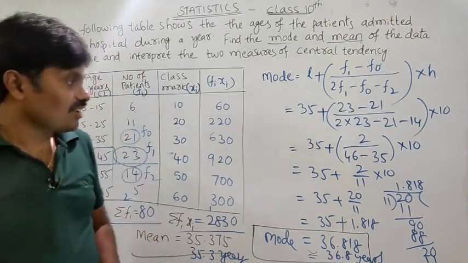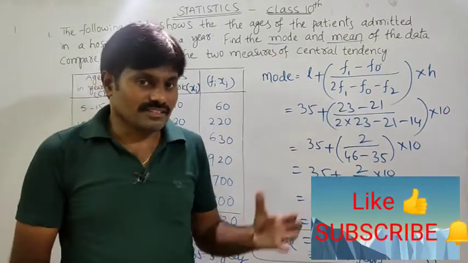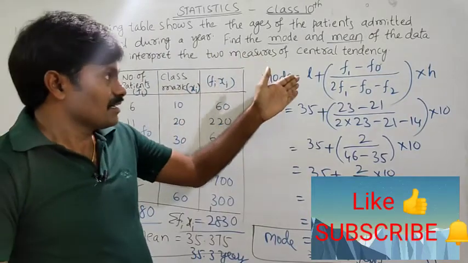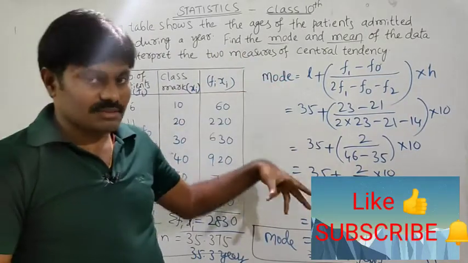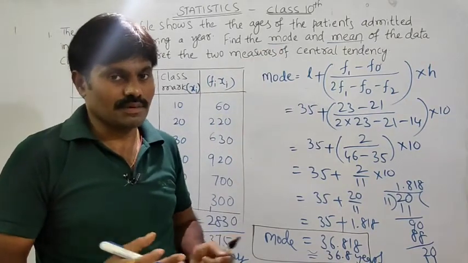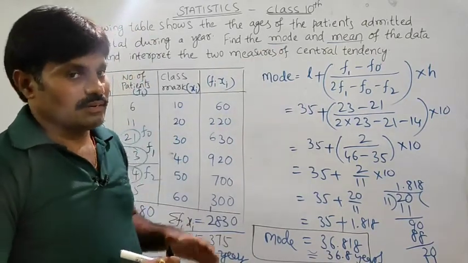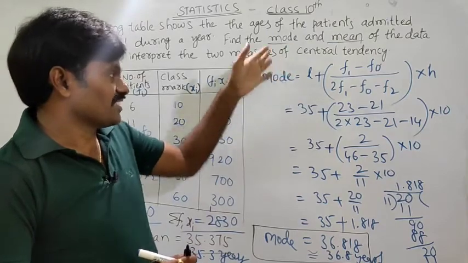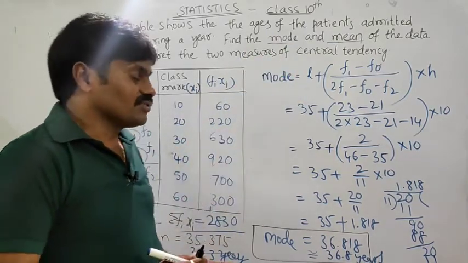So like this you have to attempt the solution if they ask like this, but mostly they don't ask like this in the board exam. Separately they will ask us to find the mode and mean. If they ask both together like this question, we have to solve like this.